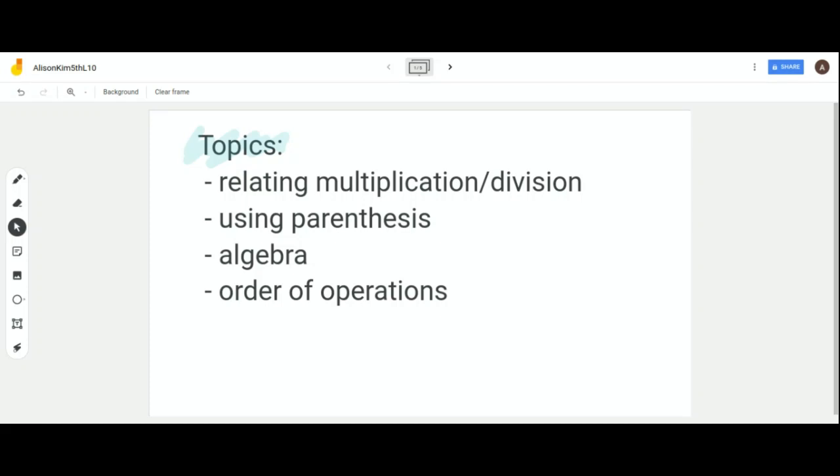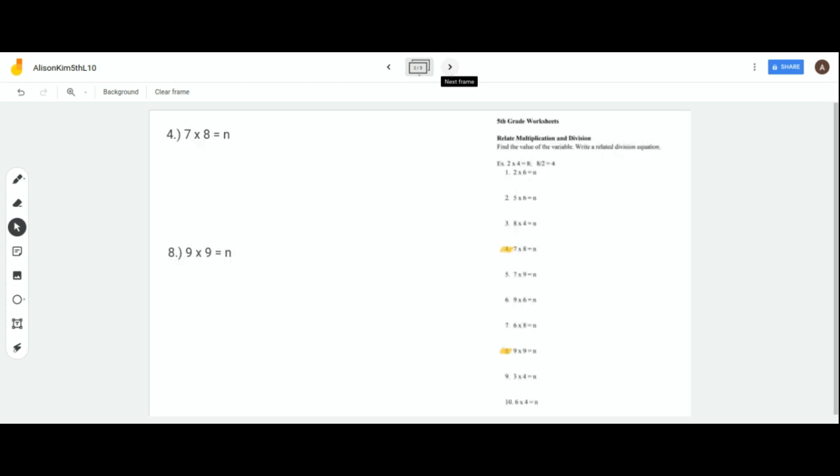Hi, 5th graders. Today we're going to learn about relating multiplication and division using parentheses, algebra, and order of operations. So let's get started. We're going to start off with relating multiplication and division, and we're going to do number 4 and number 8 together.